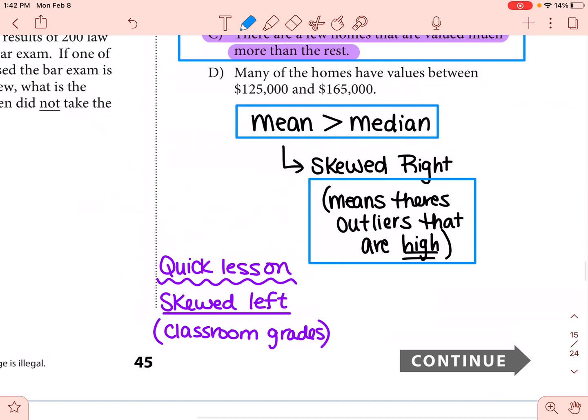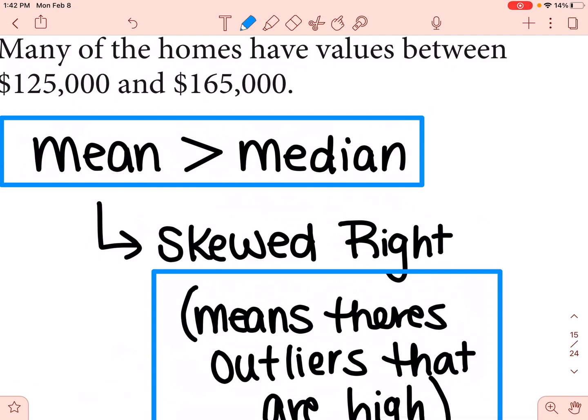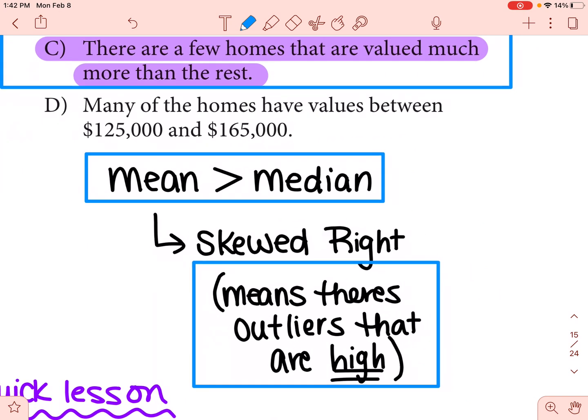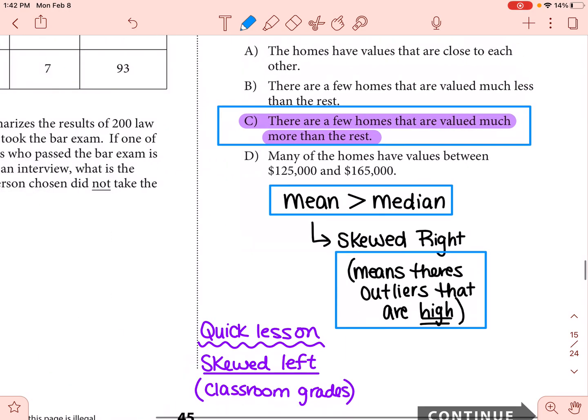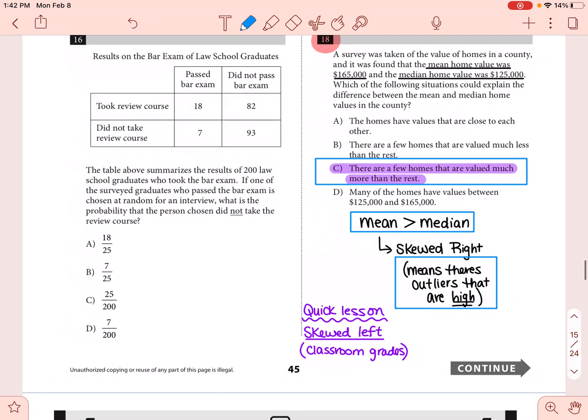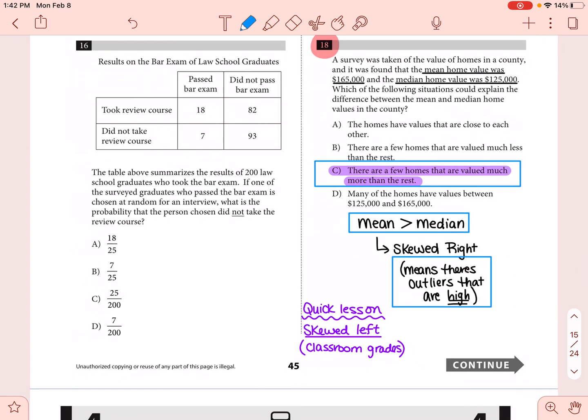So when I was doing this problem, I thought, okay, wait, the mean is bigger. So this is the opposite. Instead of having F's, there's really high grades. It's not grades, it's cost, but there's really high costs. And that's the way I thought about it. So there are a few homes that are valued much more than the rest, and that is because the data is skewed to the right.